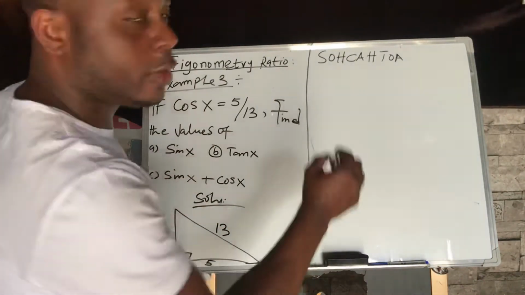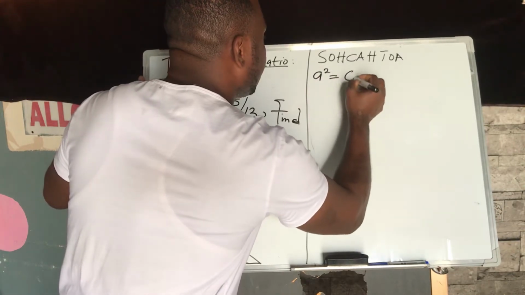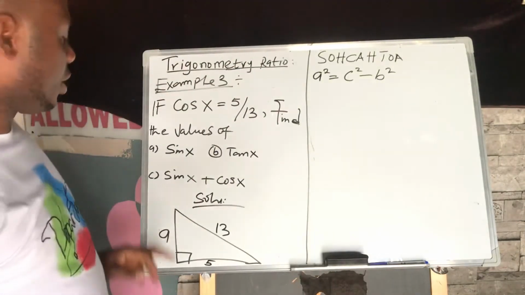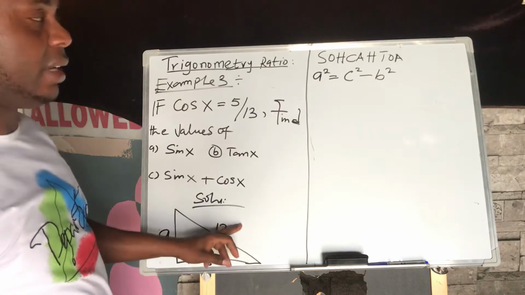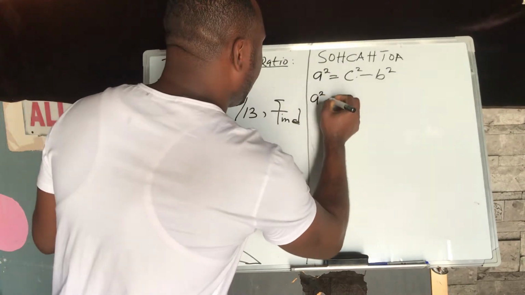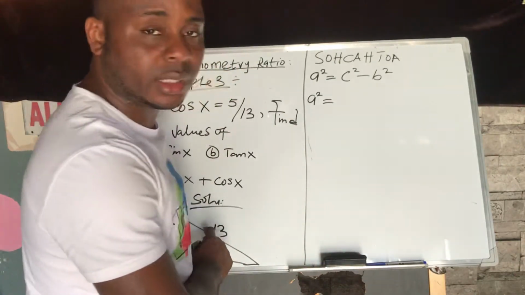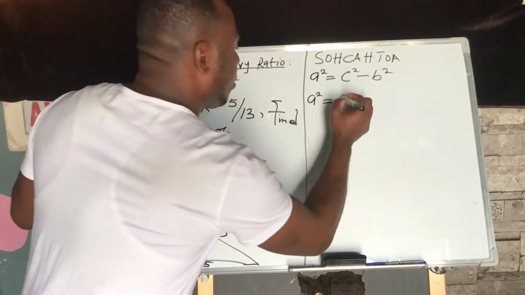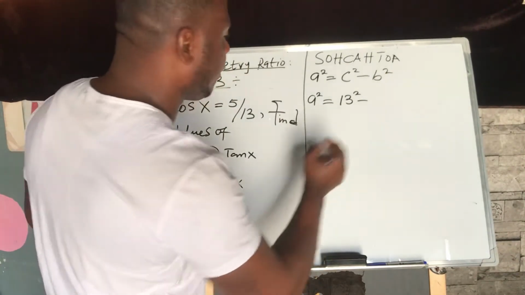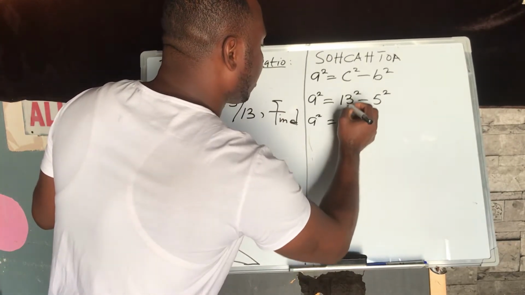Now, from Pythagoras, a square equals c square minus b square. Remember that this is the a side, b side, and c side. So we are going to substitute now. What is a? We are looking for a square. A square is equal to c square, which is 13, the hypotenuse, the longest side, 13 square minus b, which is 5 square.